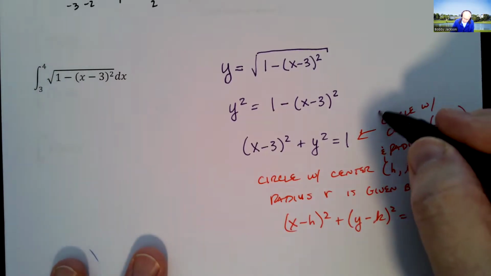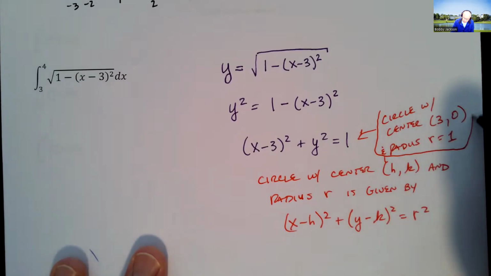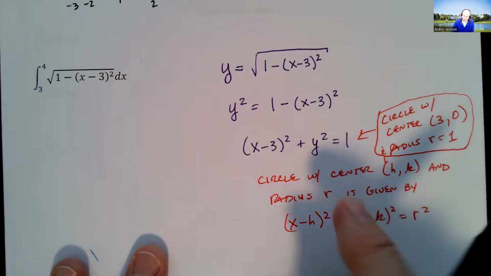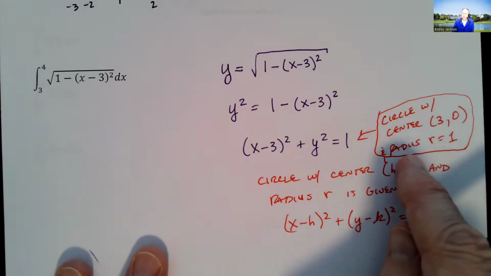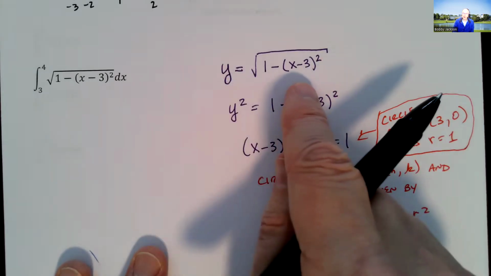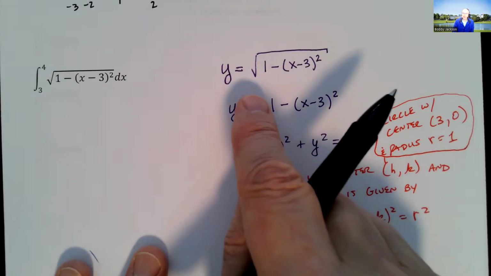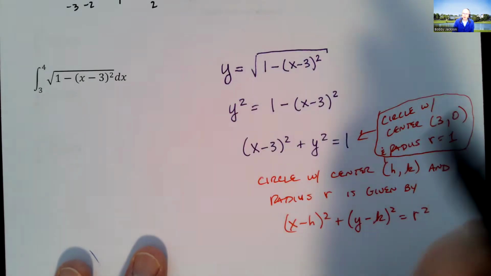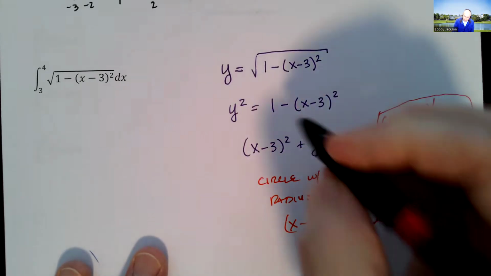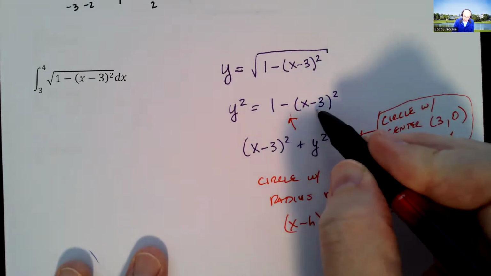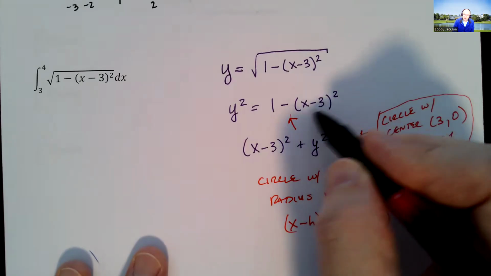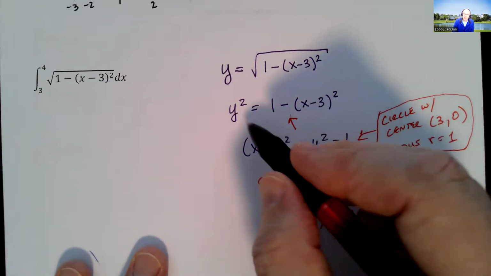Okay, so that's what we have, almost. This is the equation of a circle centered at (3, 0) with radius 1. This function is actually the graph of the top half of that circle, y. If I'm solving for y going backwards, I subtract the (x minus 3) quantity squared from 1 and get this thing. And then I take the square root.